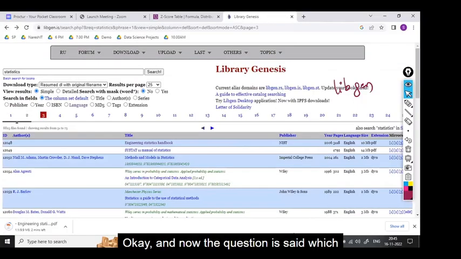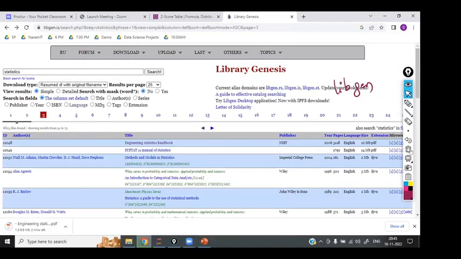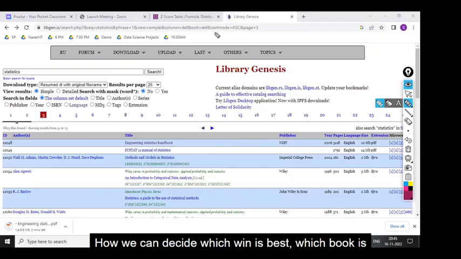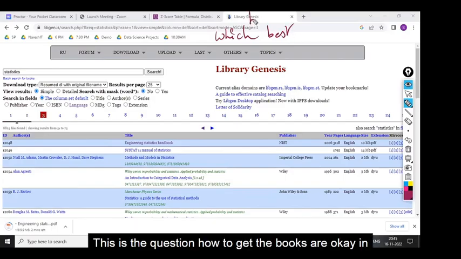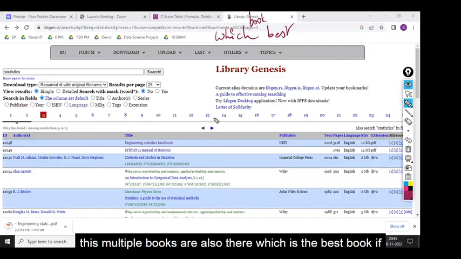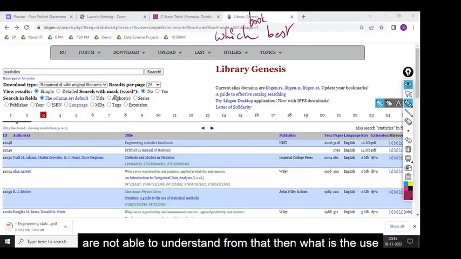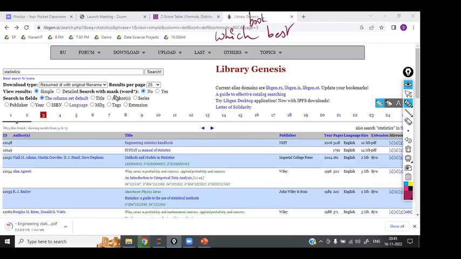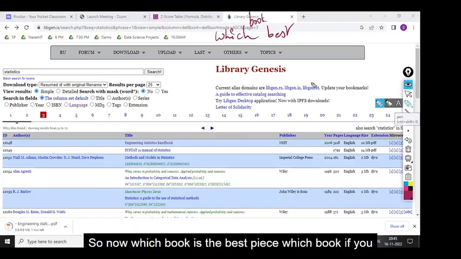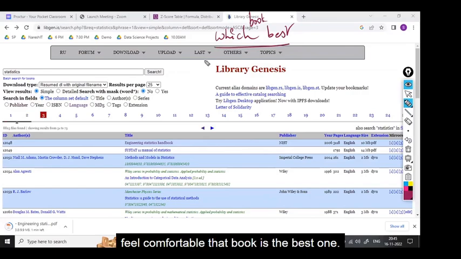Okay. And now the question is, sir, which book is best? How can we decide which one is best? How to get the books is okay, but multiple books are also there. Which is the best book? If I say something like a standard book, any one of the others, and you are not able to understand from that, then what is the use of the recommendation? So which book is the best? Which book, if you feel comfortable, that book is the best one.